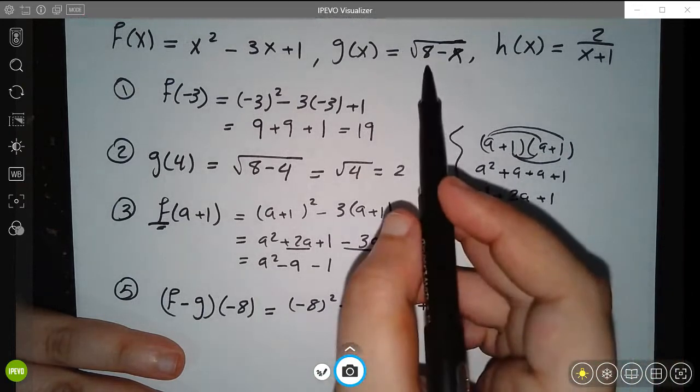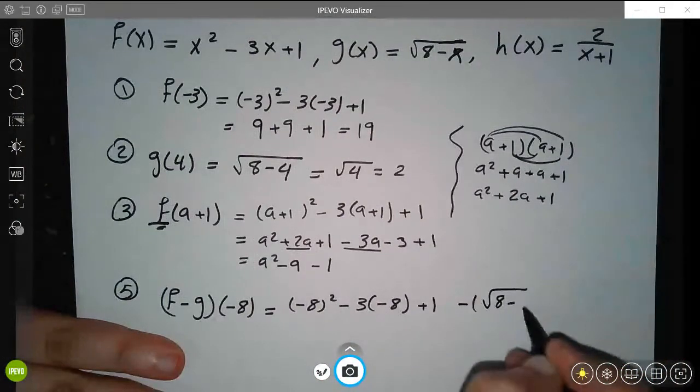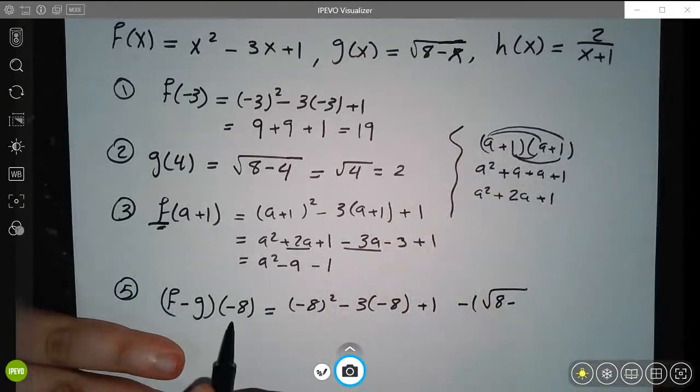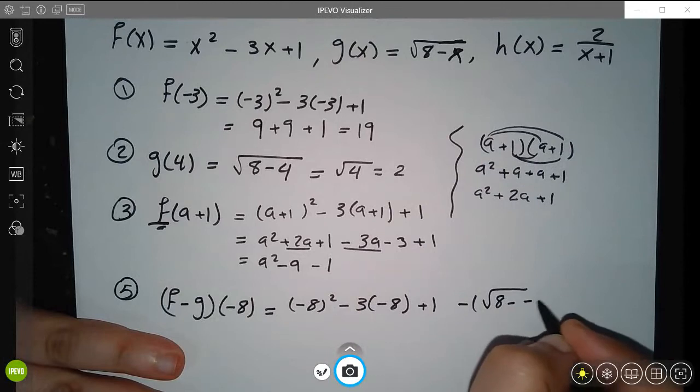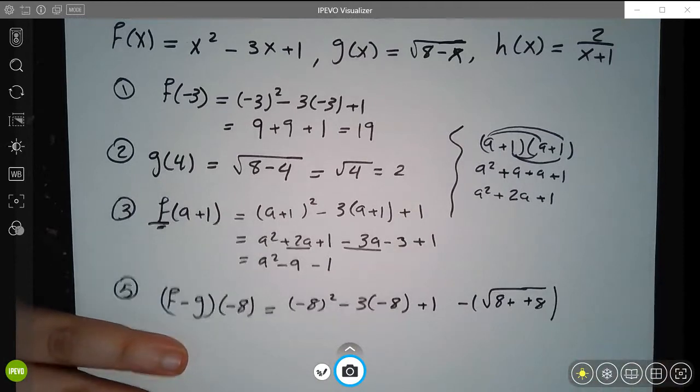Okay, so now we're going to plug in g. So it's root of 8 minus, instead of x, I'm placing negative 8. So it's minus negative 8, which makes both of them positive. Close the pair of parentheses.